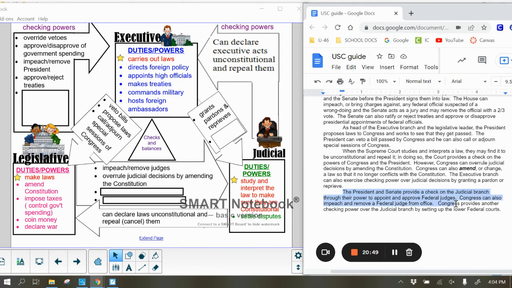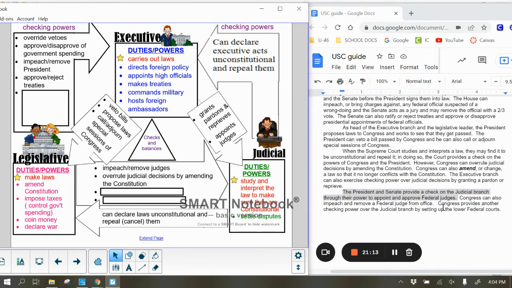So then the president and the Senate provide a check on the judicial branch through their power to appoint and approve federal judges. So each one of them has their own jobs here. So the president, remember, is the executive branch. The Senate is in the legislative branch. So the power that the executive branch has is to appoint the judge. So that means that he has a little bit of control over what type of person they put into the Supreme Court specifically. Are they conservative? Are they liberal? Do they have the same sort of values as the president does? He can sort of sway the way that the judicial branch looks.